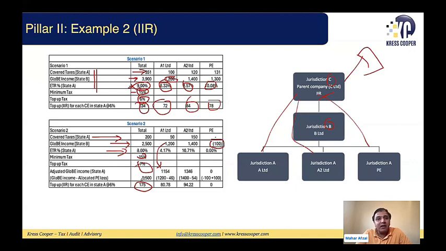This is the IIR approach, income inclusion rule approach, a 6-stage process. First we need to identify the entities, then calculate their income, then calculate their taxes, then the effective income and effective tax, and then calculate the effective tax rate. Then we calculate the differential, then apply the tool, and we have applied the IIR tool to collect the tax and give it to the respective tax authority.